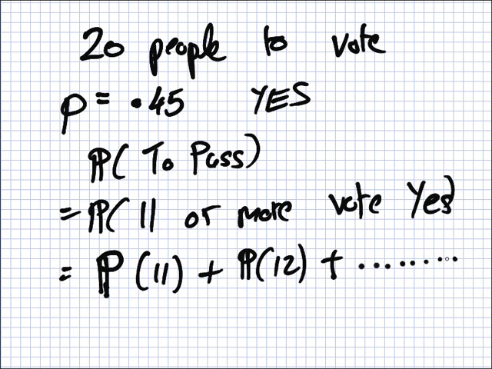So the total here is 0.25. So it's not too bad. We've got a 25% chance that the motion will pass. But that means a 75% chance that the motion will fail then. Okay. Now, you can see the problem here. We can't be doing each individual scenario and adding them all up.